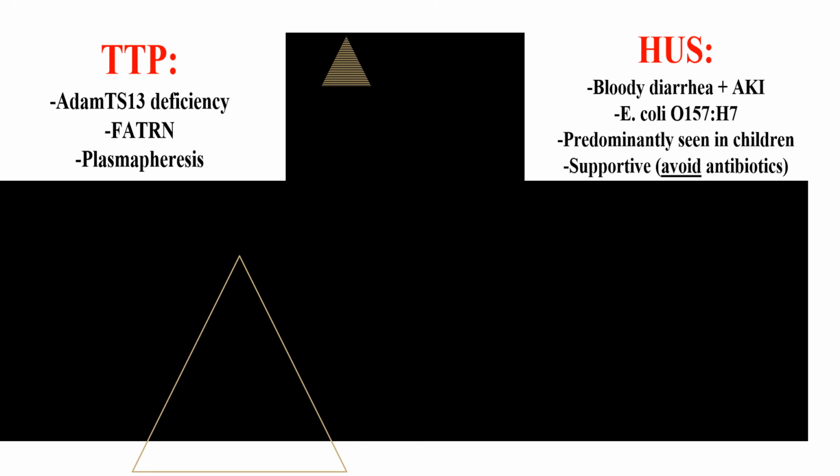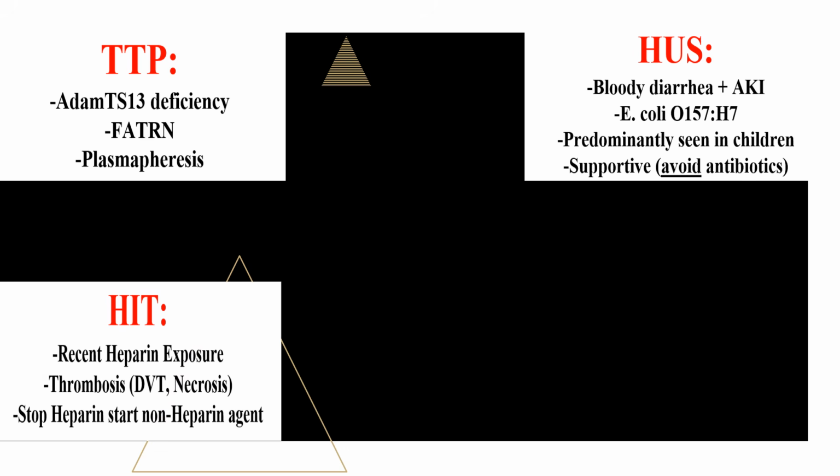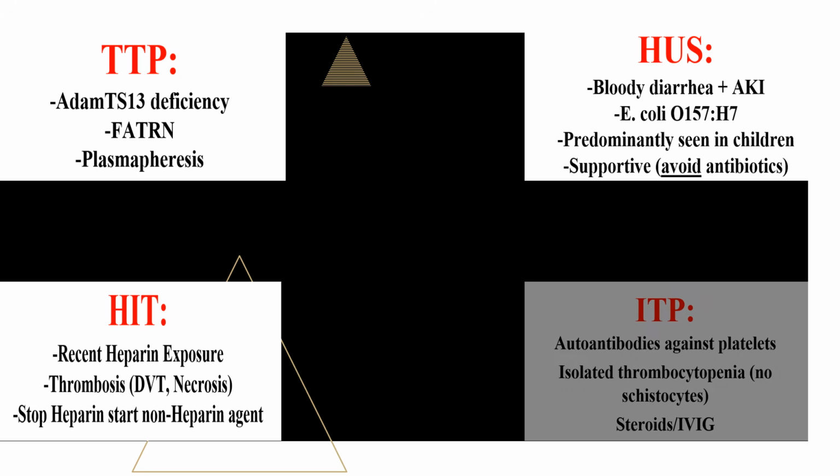So TTP, remember, we have our ADAMTS13 deficiency. ADAM's not keeping Willie in control. We have our FAT RN for our clinical manifestations, and then remember, for treatment, we're focusing on plasmapheresis. HUS, remember, bloody diarrhea and our AKI, our acute kidney injury plus the bloody diarrhea, that prodromal GI infection. E. coli O157:H7 is the infective organism we'll most commonly see in these patients, predominantly seen in children. And then remember, treatment's going to be supportive, but avoid your antibiotics and your antimotility agents.